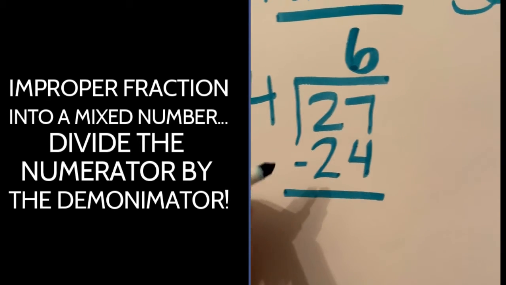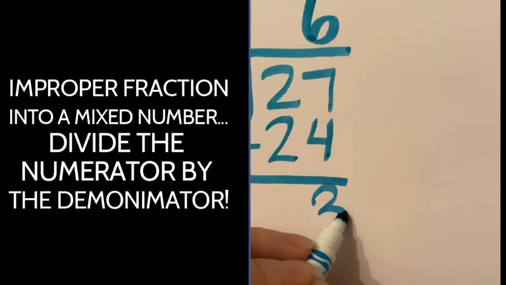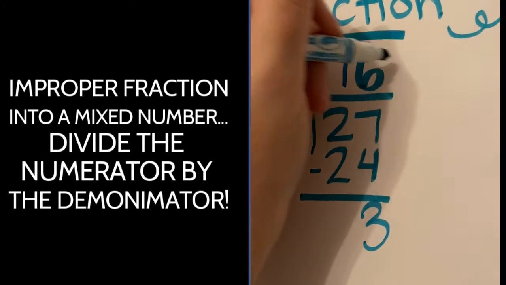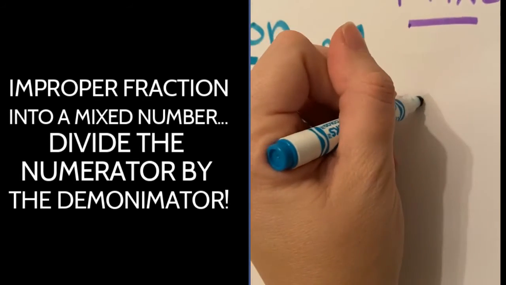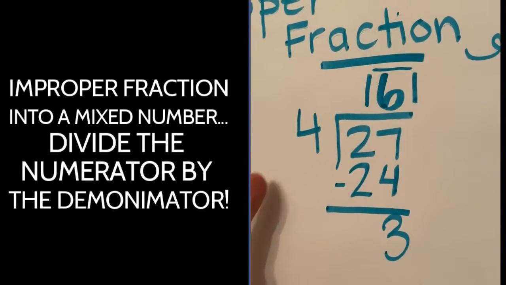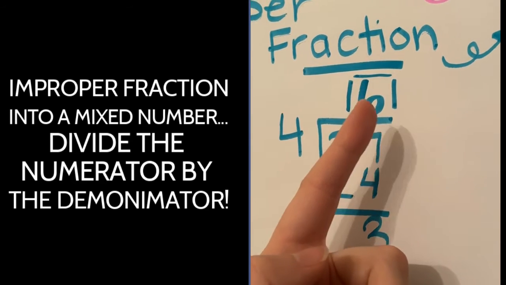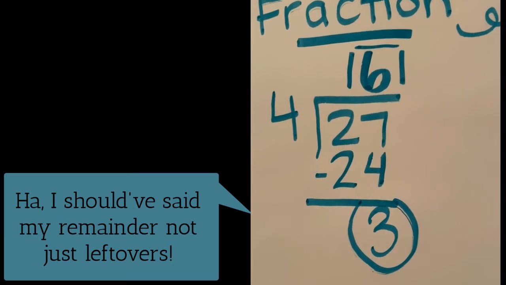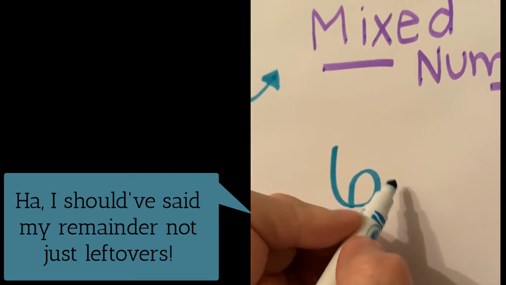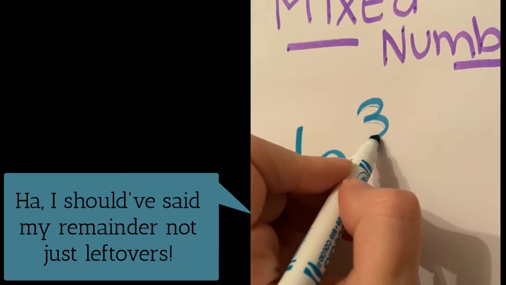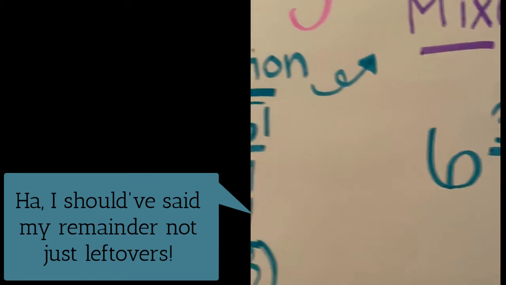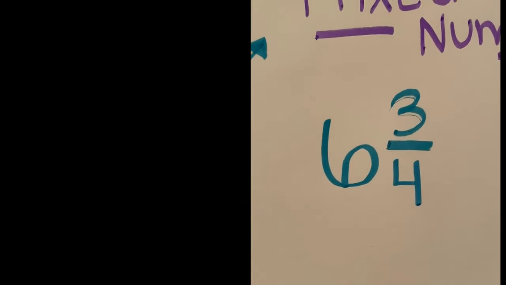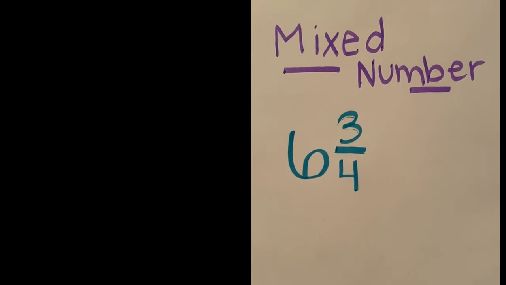So 27 minus 24 equals 3. So I have all my numbers here to show my mixed number. 6 is going to be my whole number on the side, because 4 goes into 27 6 whole or complete times. My leftovers down here is going to become part of my mixed number, my fraction over here. So my top number is 3. My denominator stays the same, it does not change. So I have 6 and 3/4 is my mixed number.